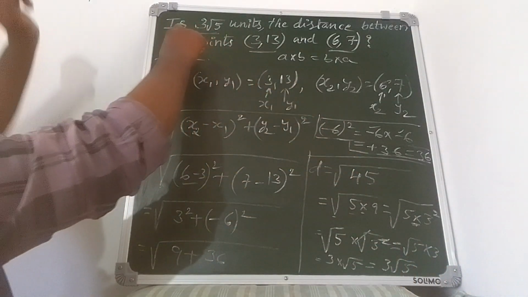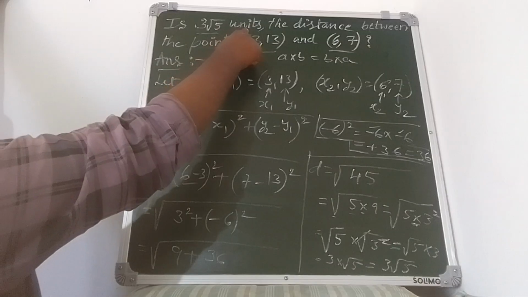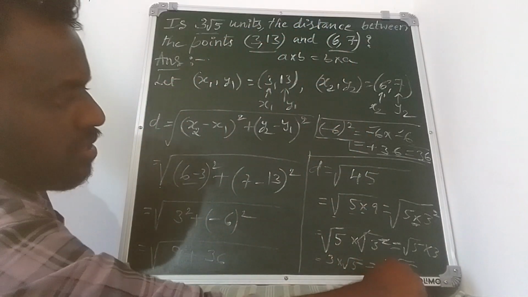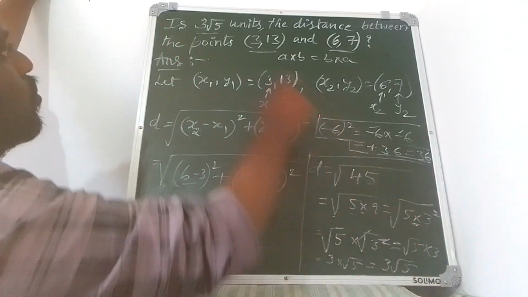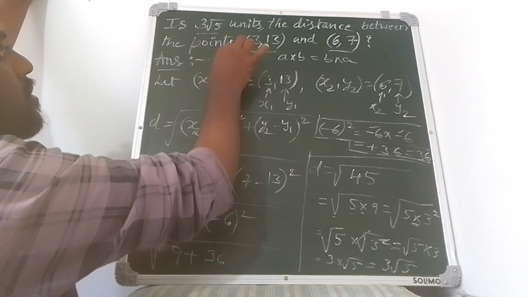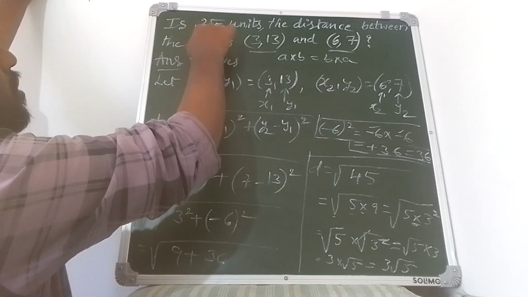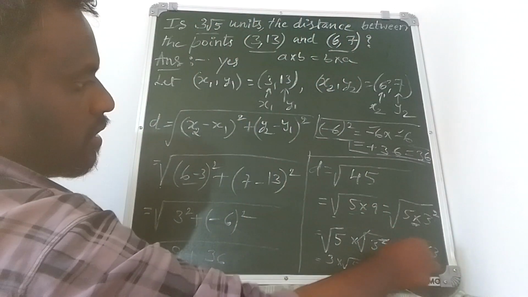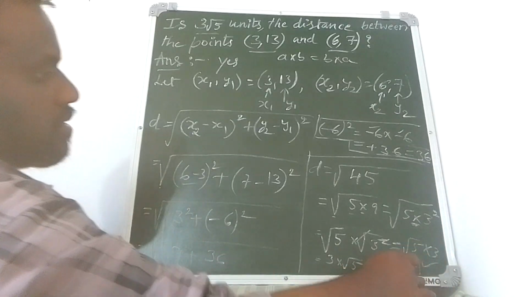The question is asking: is 3 root 5 units the distance between the points? So we calculated the answer 3 into root 5. So answer is yes. Yes, 3 root 5 units is the distance between this point and this point. Okay, this is the correct answer.